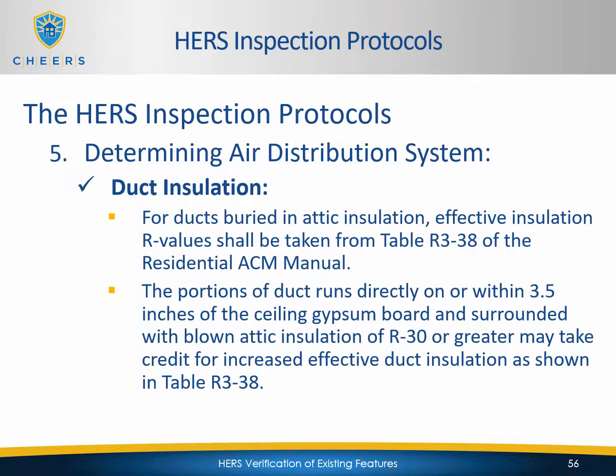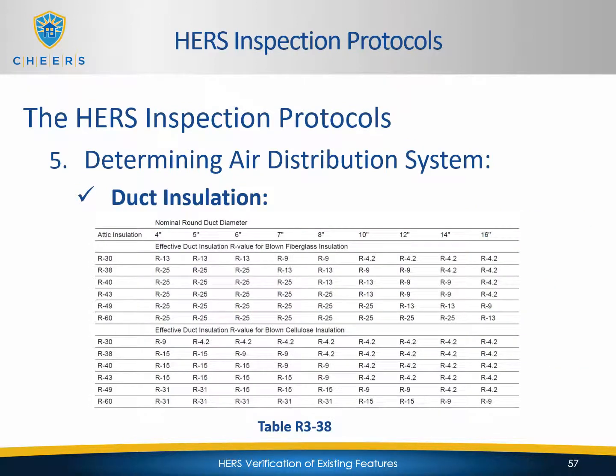For ducts buried in attic insulation, effective insulation R values shall be taken from table R3-38 of the Residential ACM Manual. The portion of duct runs directly on or within 3.5 inches of the ceiling gypsum board and surrounded within blown attic insulation of R30 or greater may take credit for increased effective duct insulation as shown in table R3-38. And that's the table specific to duct insulation.